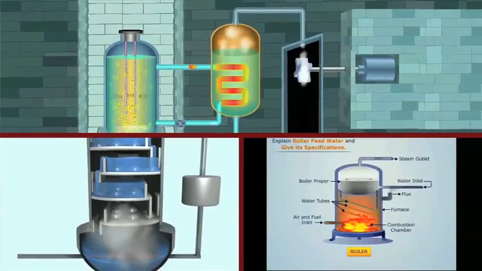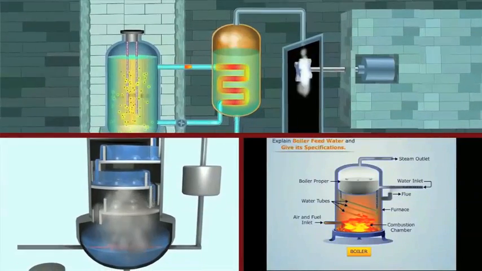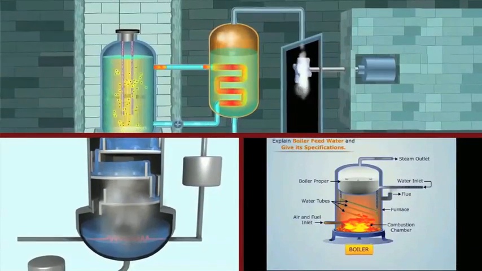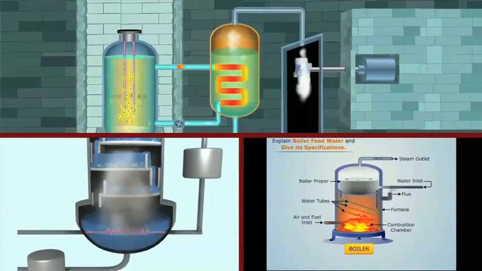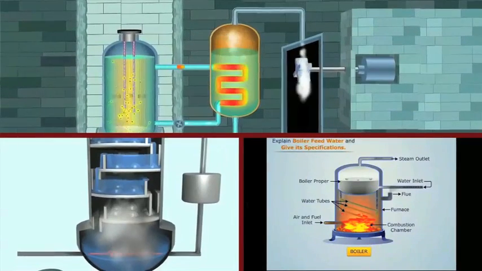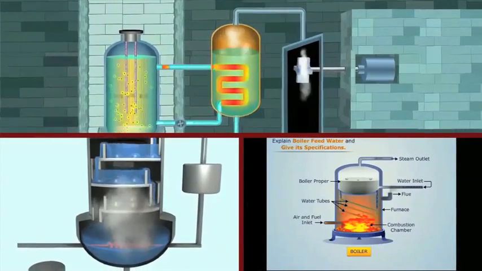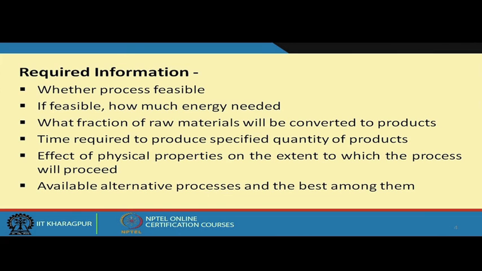Now, whenever we deal with the processes as is being shown in this particular display, we find that for all the processes we require the following information. Firstly, whether the process is feasible or not, and if it is feasible, how much energy is needed and what fraction of raw materials will be converted into the products.